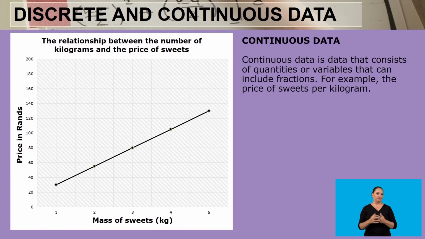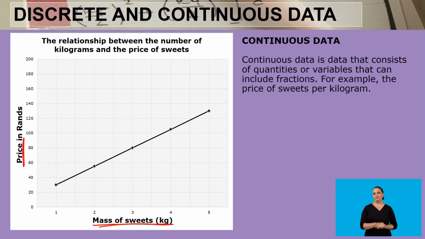Now, continuous data is data that consists of quantities or variables that can include fractions. Now, what are we talking about? Let's look at the particular example here. Now, we have been given the relationship between the number of kilograms and the price of sweets. So when we're looking at this graph that we've been given here, we can see that on the vertical, we have the price that is in rands, and on the horizontal axis, we have the mass of sweets, and that is in kilograms. Now, when we're looking at this type of data, can we have fractions when we are talking about kilograms or price? Yes, we can.